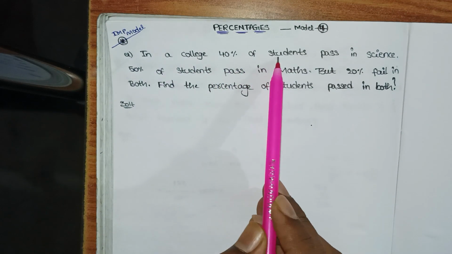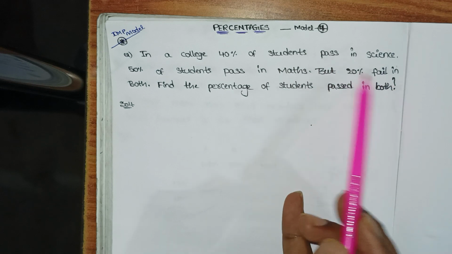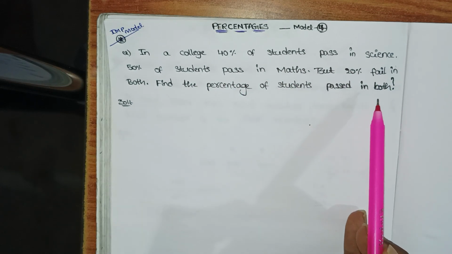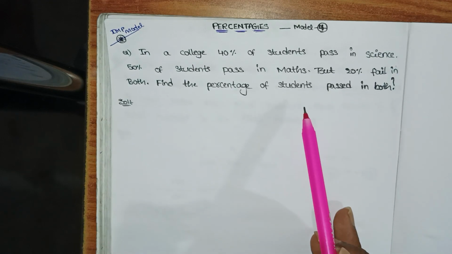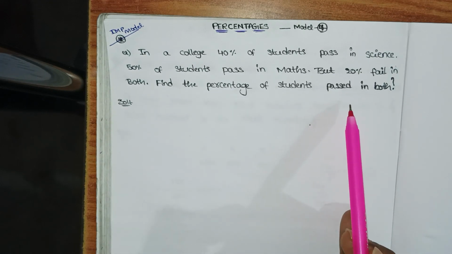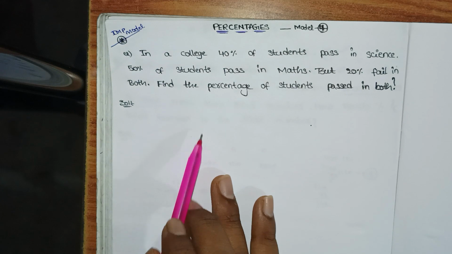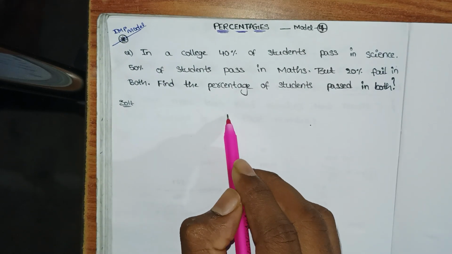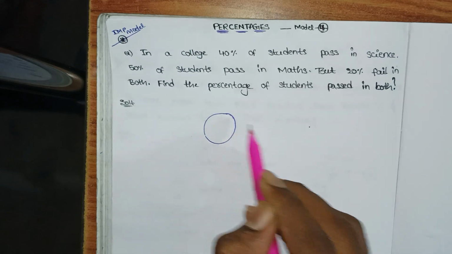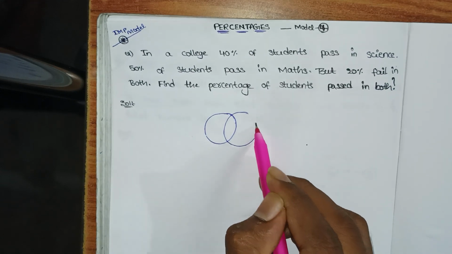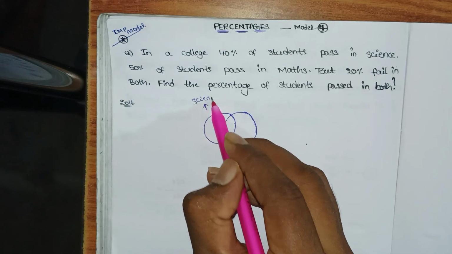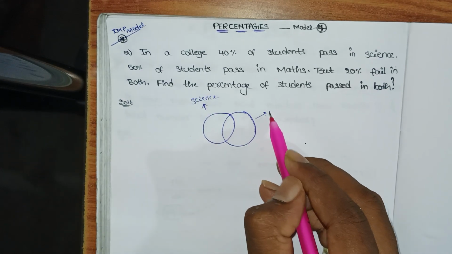In a college, 40% of students pass in science and 50% of students pass in maths, but 20% fail in both. So we need to find the percentage of students passed in both. For this kind of question, we'll solve by using Venn diagrams. So let us take two Venn diagrams. The first one is science and the second one is maths.